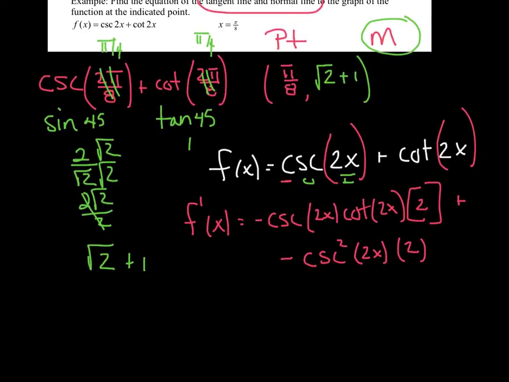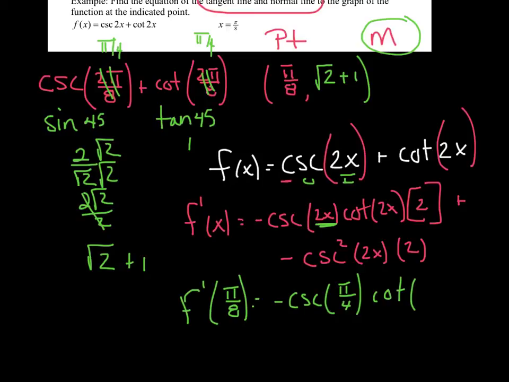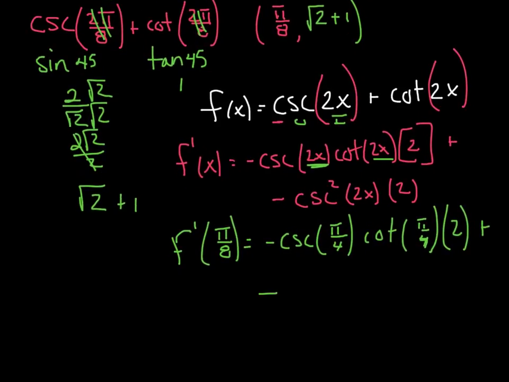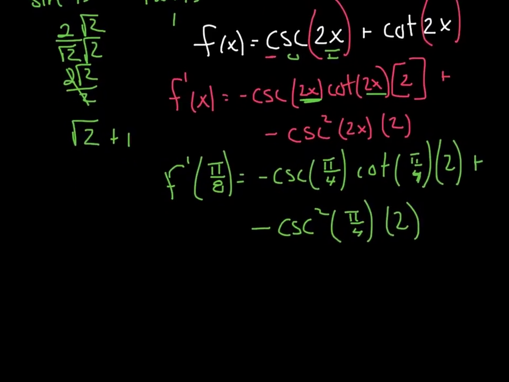Now at this point, I'm not going to bother cleaning it up because I'm just going to evaluate this function at pi over 8. So I'm going to get negative cosecant. That 2 pi over 8, of course, is pi over 4. Cotangent of 2 pi over 8, which again is pi over 4. All of that times 2, plus I get negative cosecant squared of 2 pi over 8, or pi over 4, times 2. So I do have to slow down and really think this through.